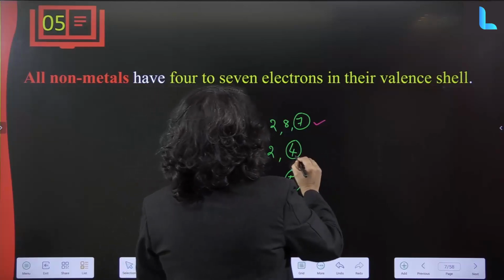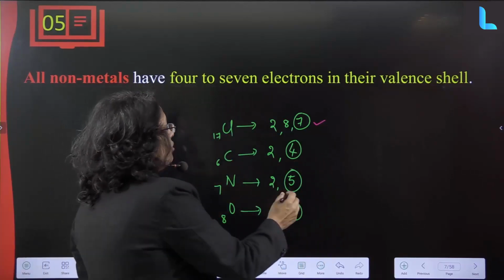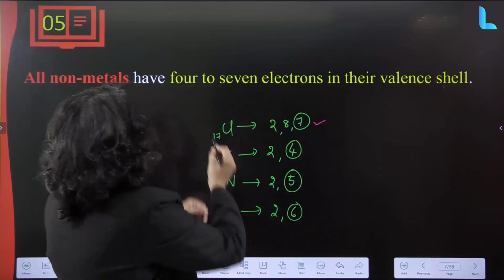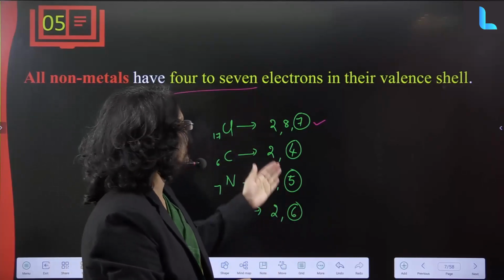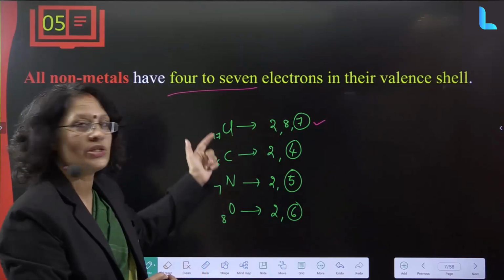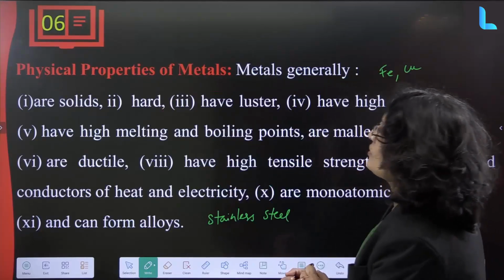Carbon has atomic number 6, so its electronic configuration is 2, 4. So the outermost shell, what we have discussed here, how many electrons? 4 to 7. I have shown you all the examples where the outermost shell has 4, 5, 6 and 7 electrons, like carbon, nitrogen, oxygen and chlorine. So these many electrons are present in the outermost valence shell.